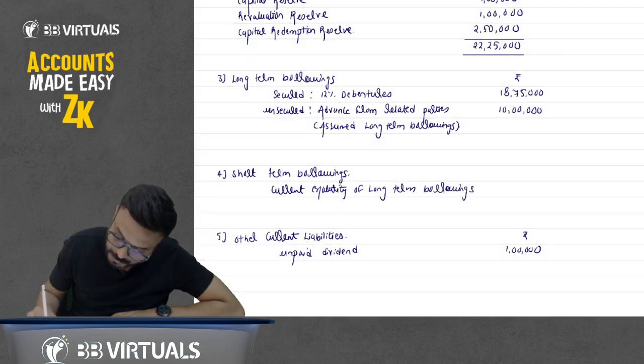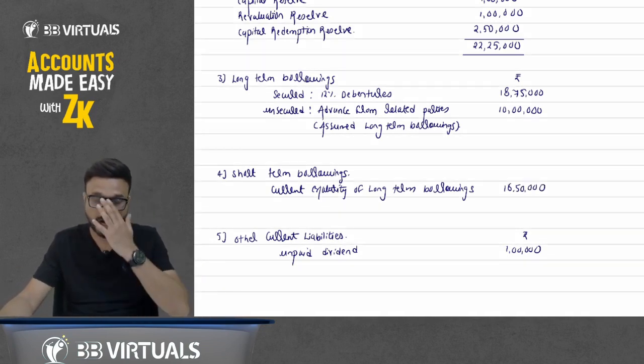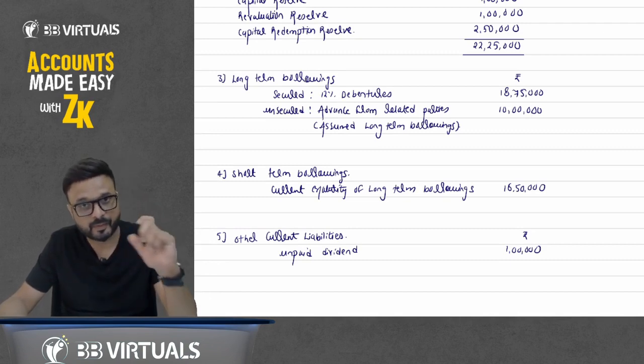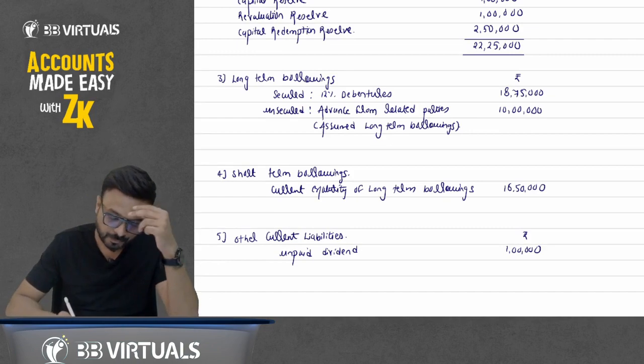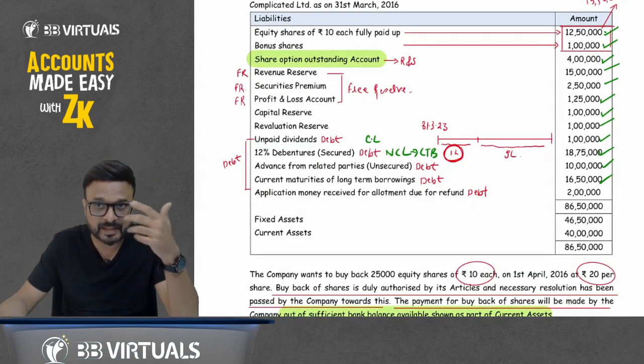Borrowings, 16 lakh 50,000. Current maturity of long term borrowing, how much is it? 16 lakh 50,000.